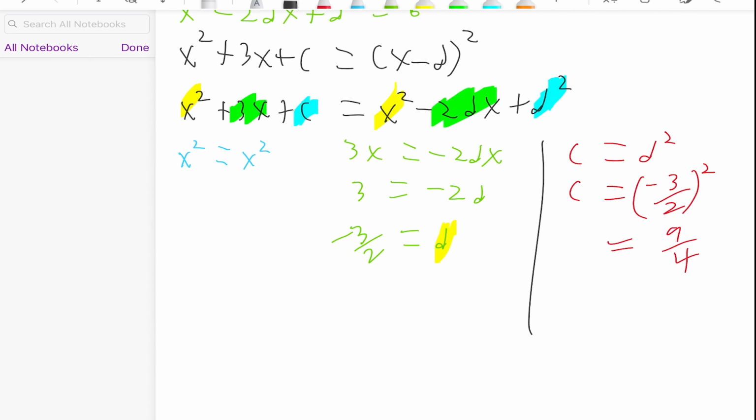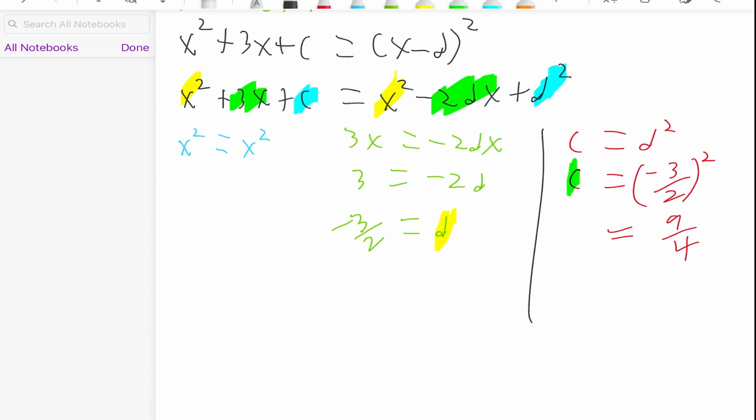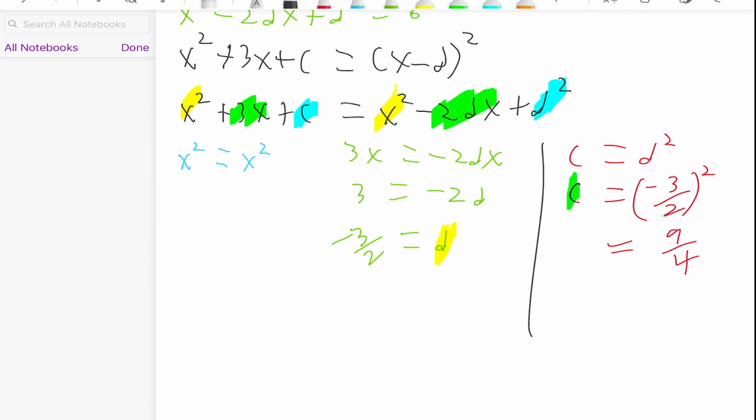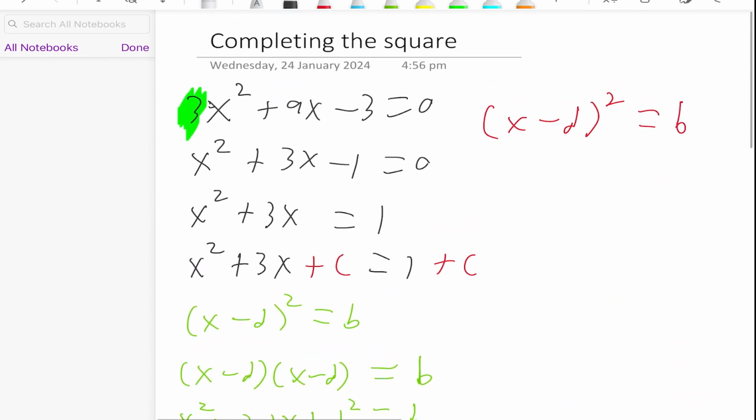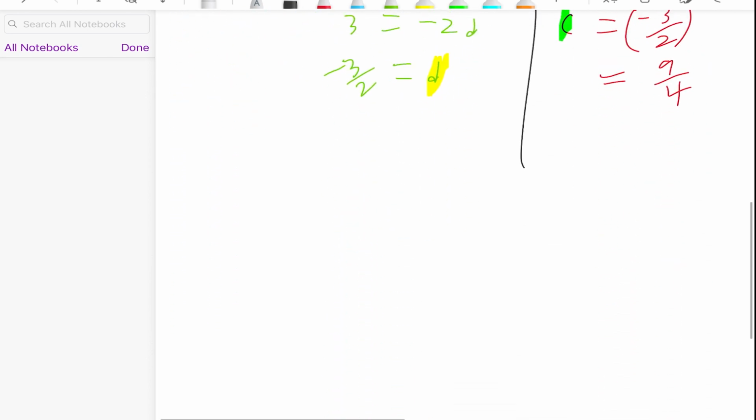Okay, so now we found what our unknown variables are. We've got our d and we've got our c. Happy days. And now we can do some substitutions. Again, this should be our last ones. So let's go above to our original equation of x squared plus 3x plus c. X squared plus 3x plus c is equal to 1 plus c.